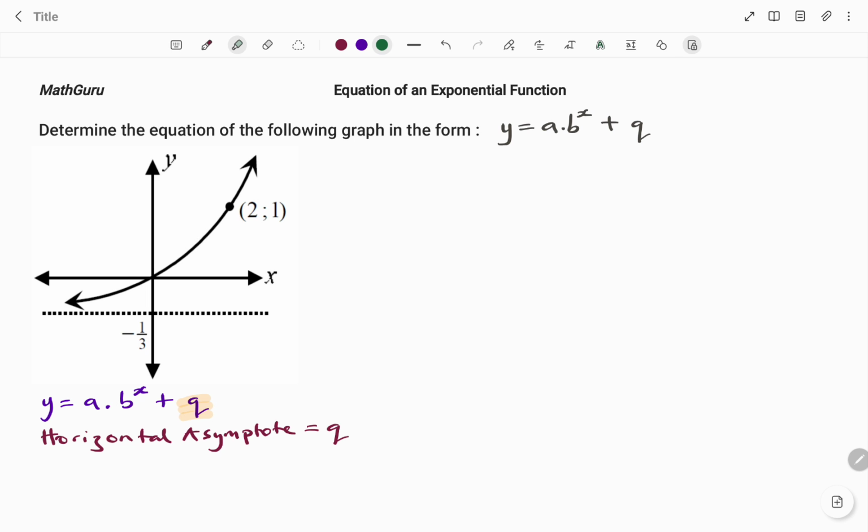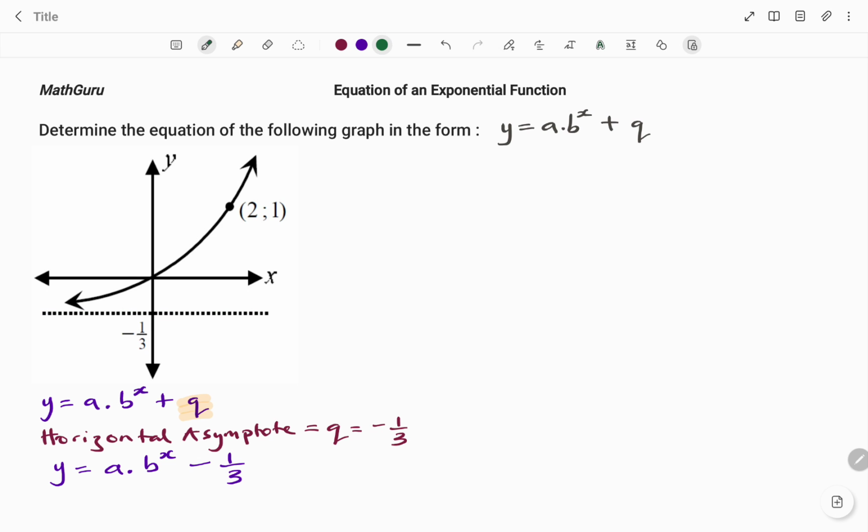So if I go back to my diagram, I can see my horizontal asymptote as shown, and it is crossing the y-axis at -1/3. So if I rewrite my equation, replacing my q, I have my horizontal asymptote equals -1/3. So my new equation becomes y equals a times b to the power of x minus 1/3. The next step is to find the value of a and b.